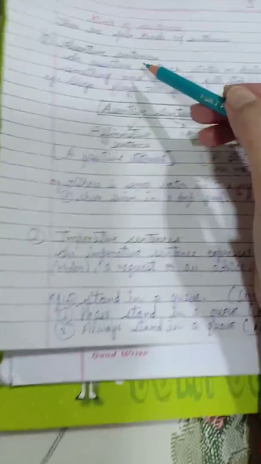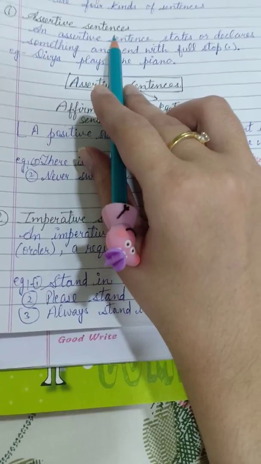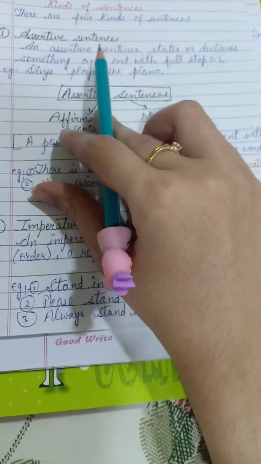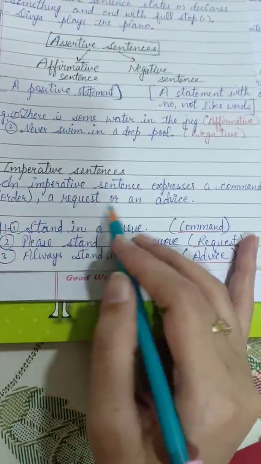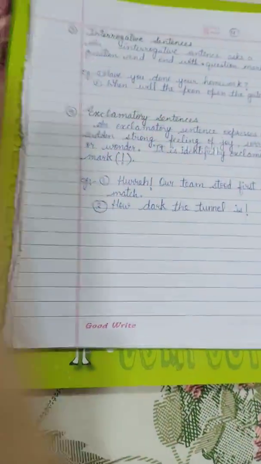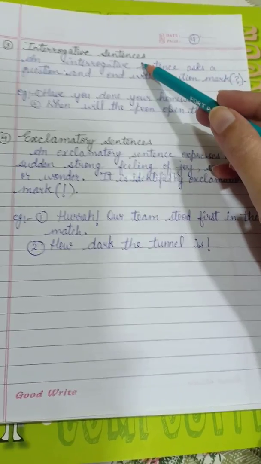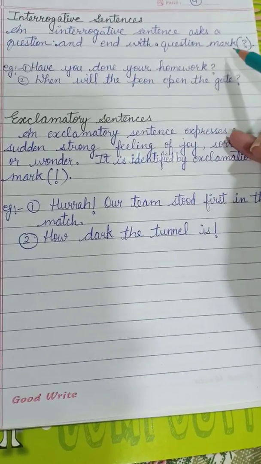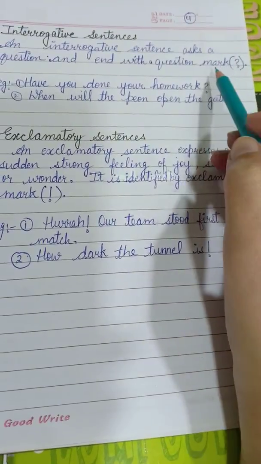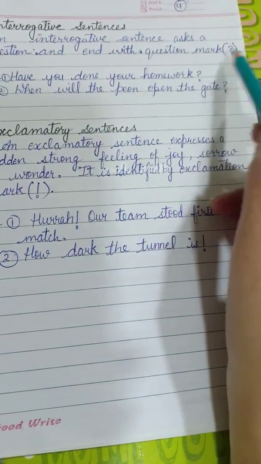So earlier we have discussed the assertive sentence, which are also called declarative sentences, which states or declares something. Second is imperative sentence that expresses command, request, or an advice. Now we come to the third type, interrogative sentence. An interrogative sentence asks a question and it ends with a question mark. One way to identify the interrogative sentence is the presence of question mark at the end.